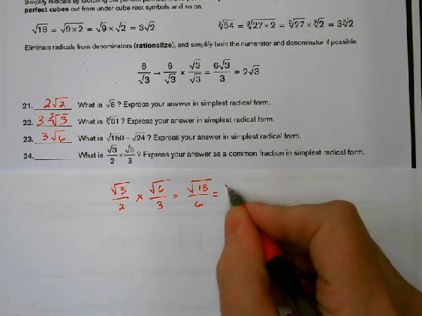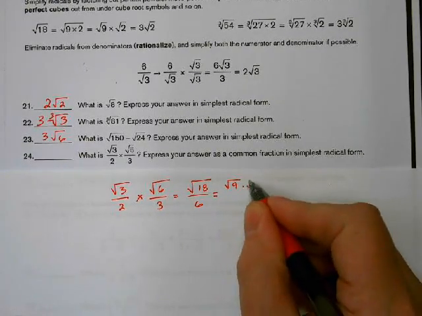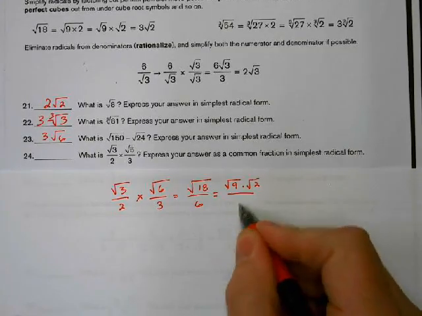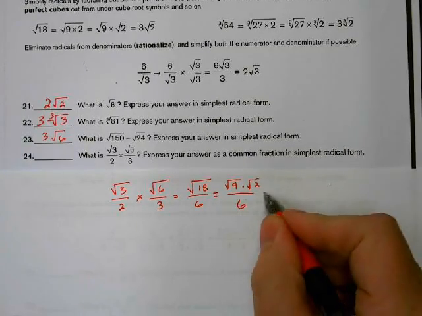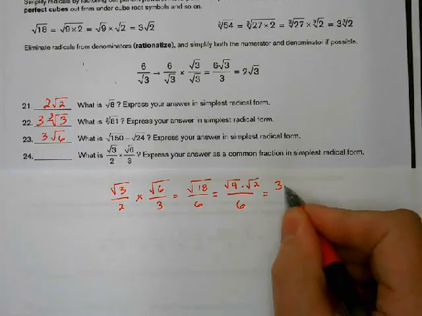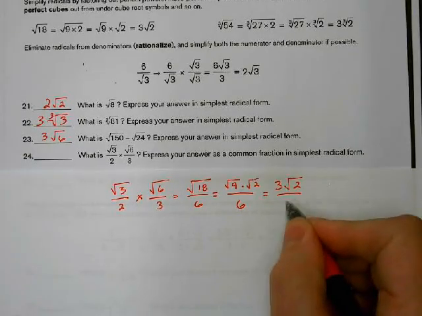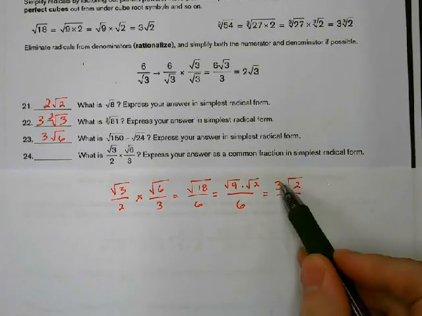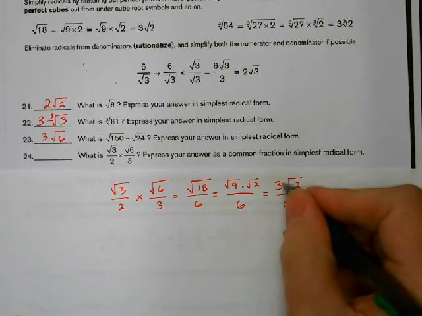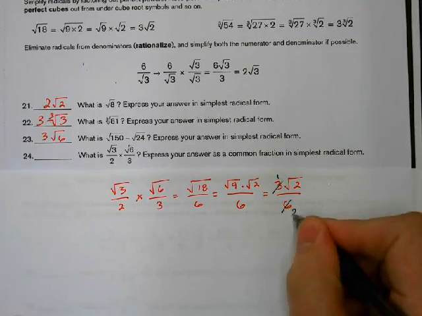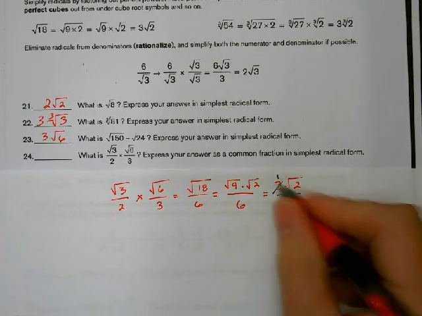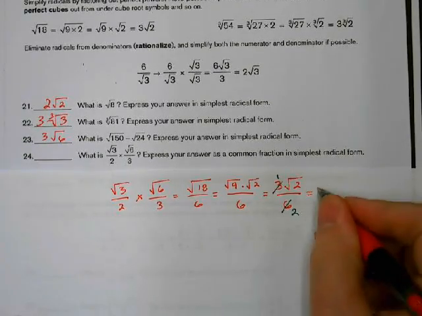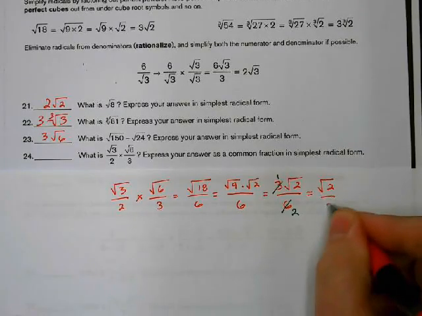We would have the square root of 9 times the square root of 2. The square root of 9 is 3. So the numerator becomes 3 root 2. The denominator becomes 6, but wait. The 3 and the 6, the coefficients here, they can reduce. So our final answer would be 1 times root 2, or just root 2 over 2.